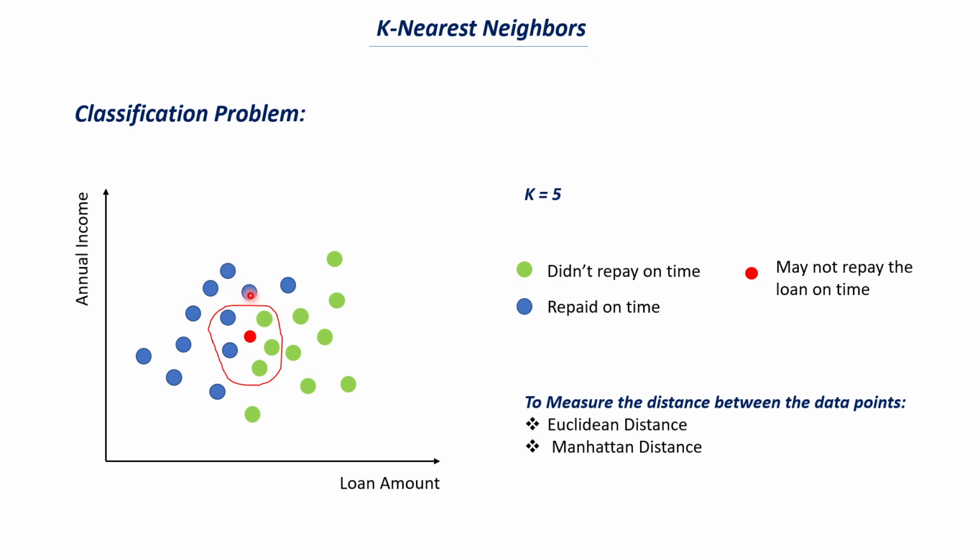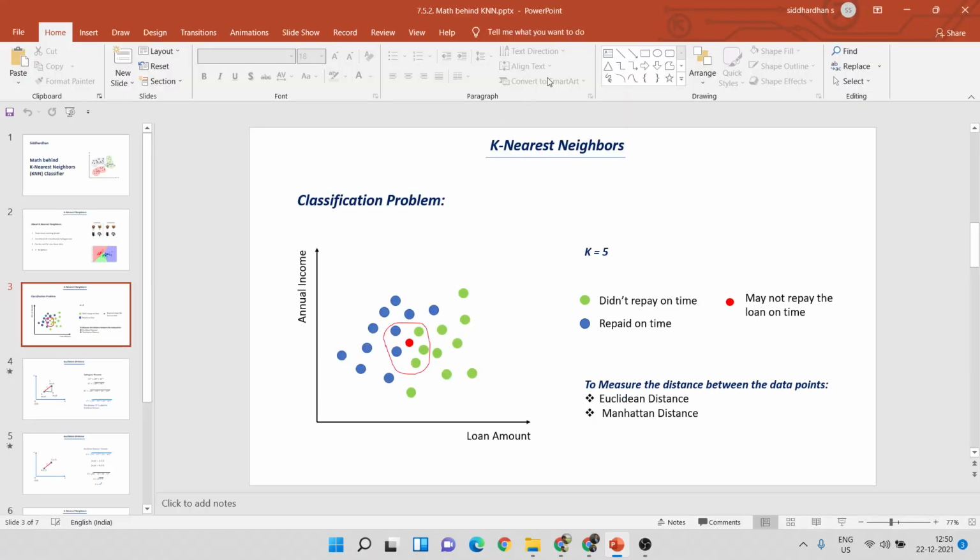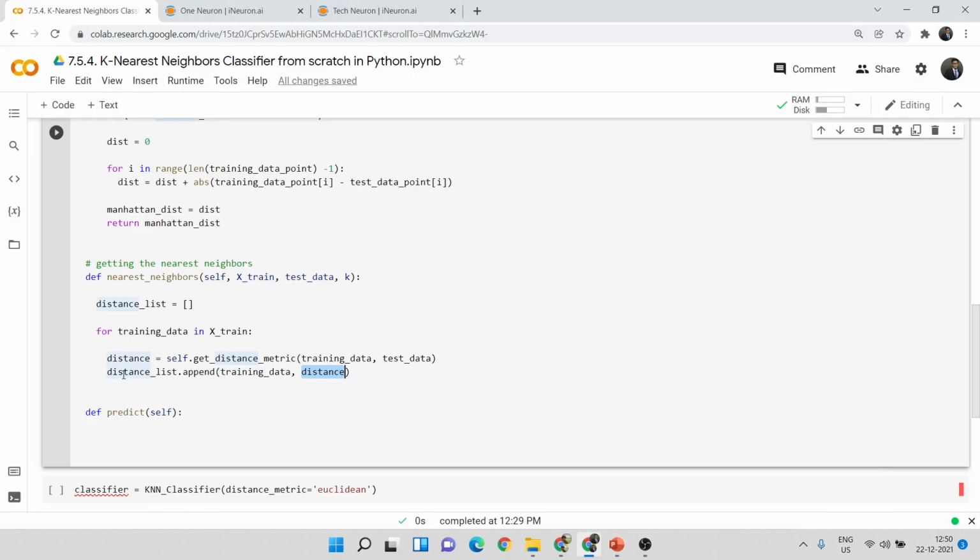And the second time, this distance will be found, and the value for this data point along with the distance between them will be stored. So this is what happens when we run this second line, which is distance list dot append training data and distance. So we need to do this because we need to sort this list based on this distance.